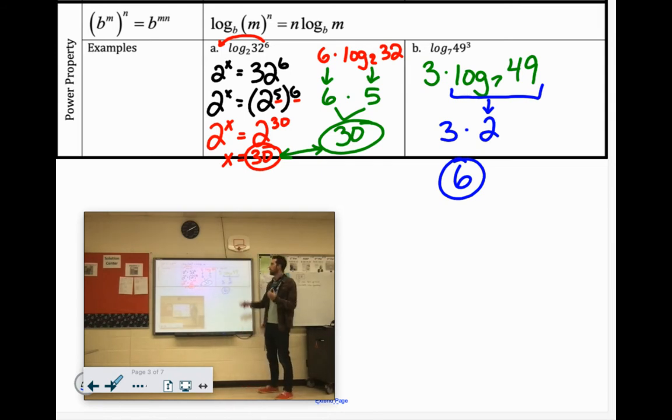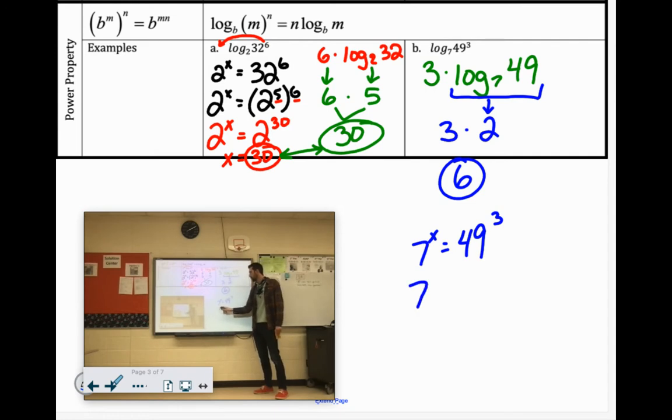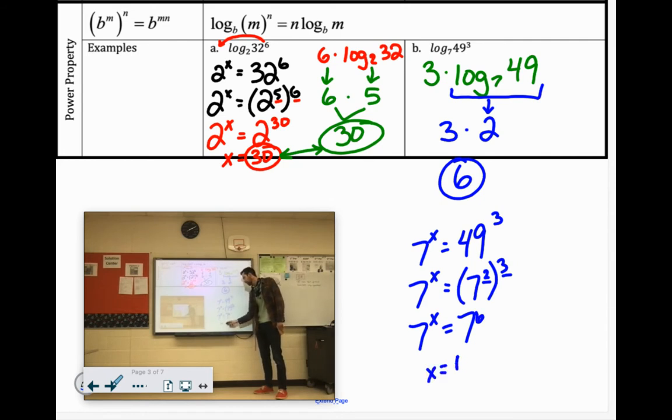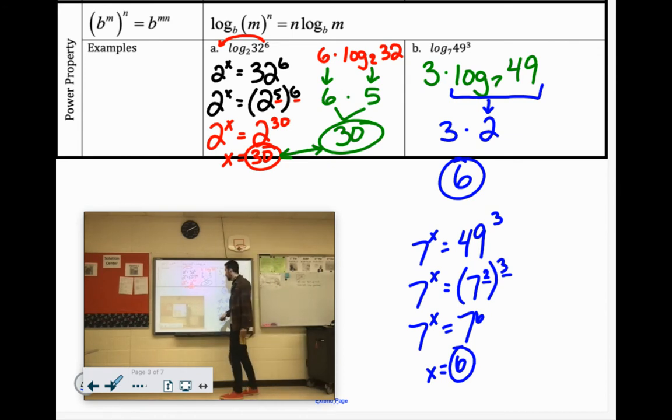Now if you wanted to try it our first way there, you could say 7 to the x power equals 49 to the 3rd, and then you could rewrite 49 with a base of 7, that's 7 to the 2nd. And here you multiply 7 to the x equals 7 to the 6th, and then you get 6 that way. It works. It's great. I'm cool either way.